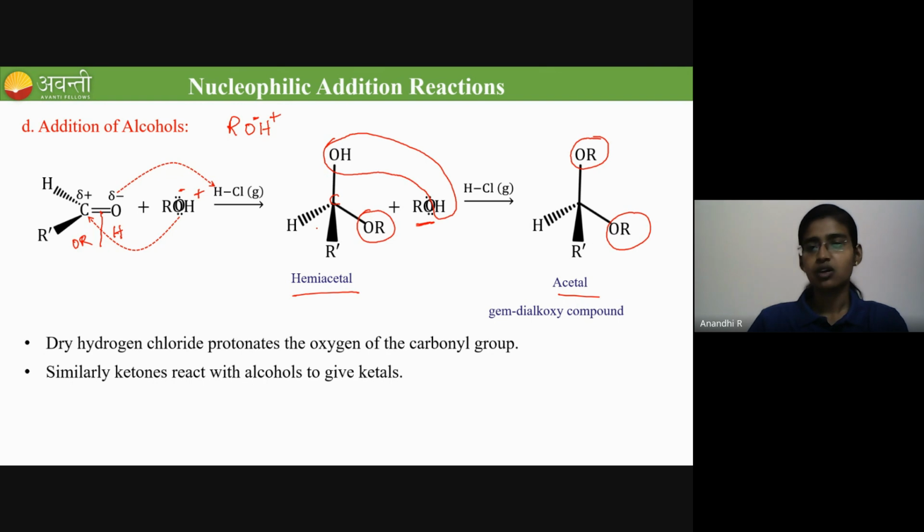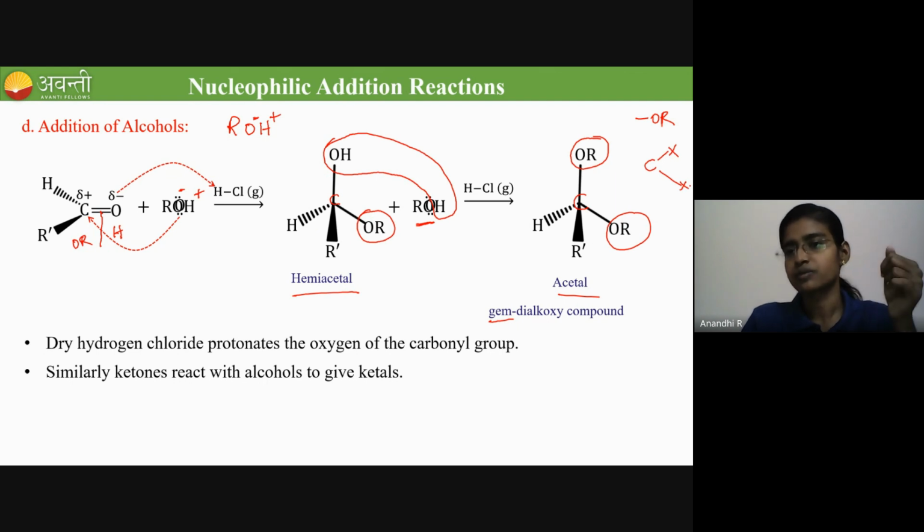Gem dialkoxy. So OR is called alkoxy. Since we are having two OR, it is called dialkoxy. So why are we calling it gem? Gem means geminal. Both the OR groups are attached to the same carbon, right? If two groups are attached to the same carbon, we call them geminal compounds. In the haloalkanes and haloarenes lesson also, you would have come across this word. Geminal dihalides would be there. The same thing is here. Alkoxy groups are attached to the same carbon. So it is called geminal dialkoxy compound.